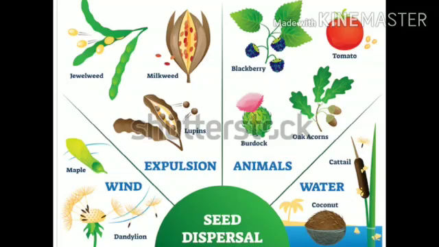Dispersal of seeds. Spreading of seeds from one place to another place with the help of agents like air, water, animals, and birds is known as dispersal of seeds. That means the seeds are spreading from one place to another with the help of agents like air, water, animals, and birds. So these act as agents.